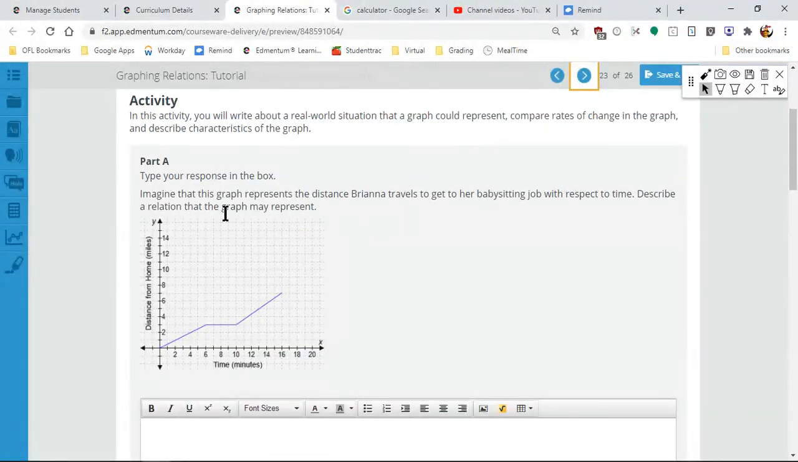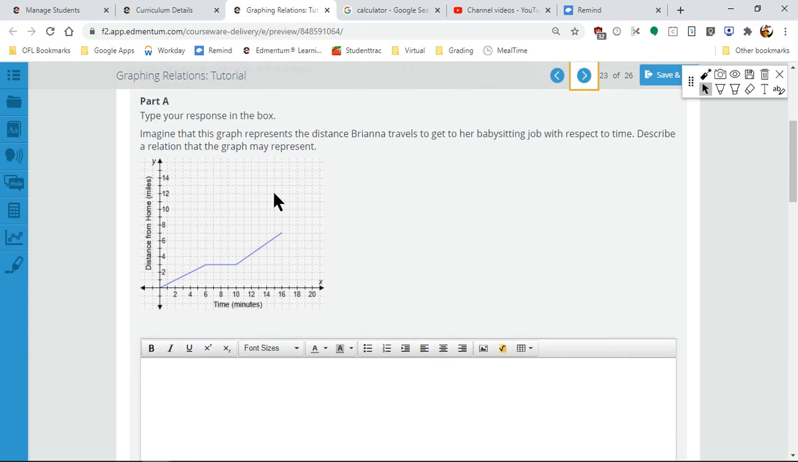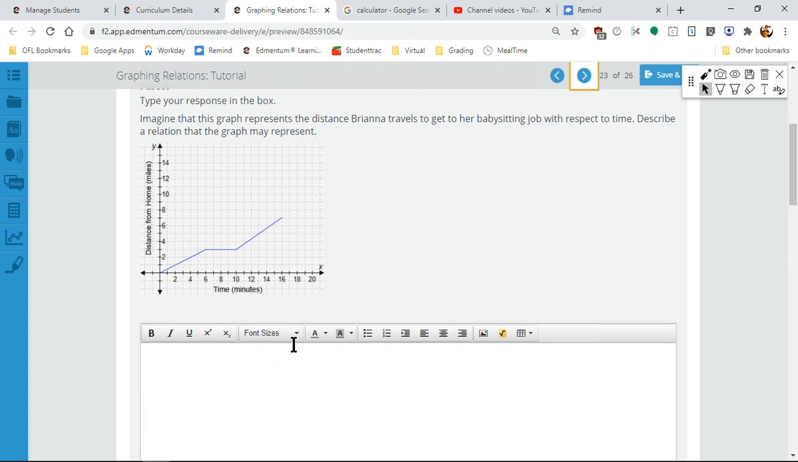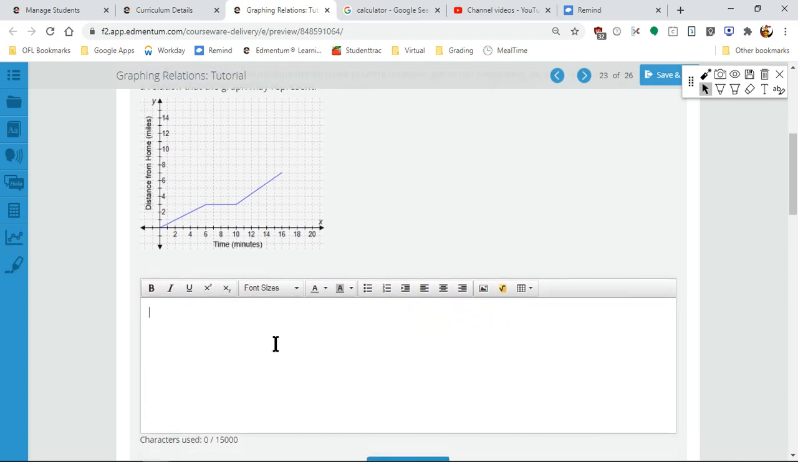So let's check this out. If we're looking at this graph, we're going to imagine Brianna's traveling to get to her babysitting job. Describe the relationship. So it looks like at first she's traveling, she goes only so fast, and then she stops. And then she goes again. So she stopped somewhere. So describe the relationship the graph represents.